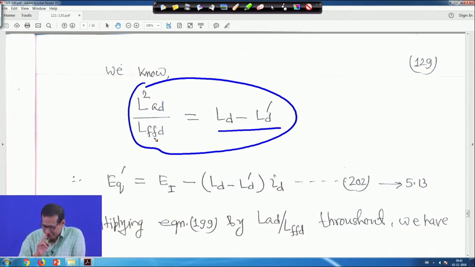So, if it is so, then E_Q dash can be written as E_I, that is capital E suffix capital I, minus in bracket L_D minus L_D dash, I_D. This is equation 202. This is other things for my reference.